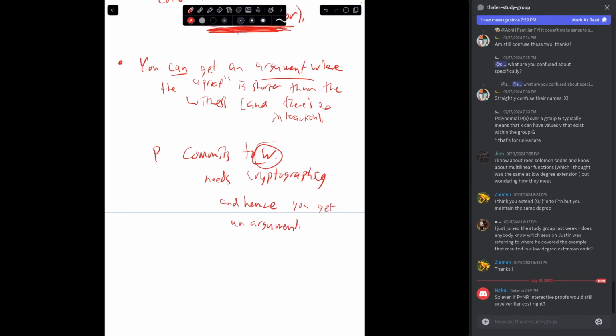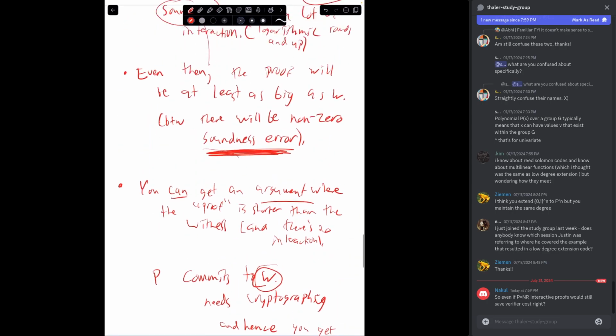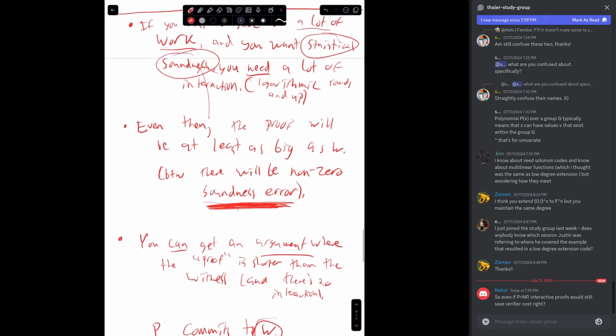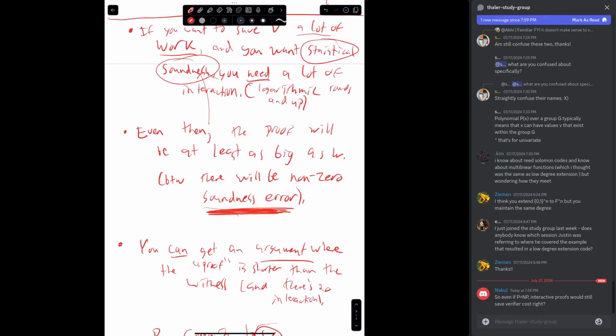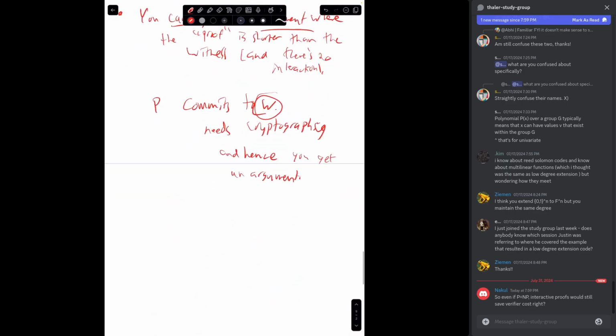So that is the three bullet point summary of the main takeaways of most of the discussion today. And as is typical, we did not even get to multilinear Lagrange interpolation, but I think that's okay. So let me pause here and see if there are any follow-up questions.